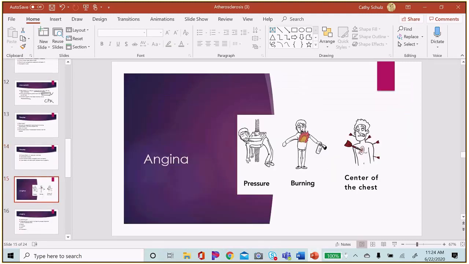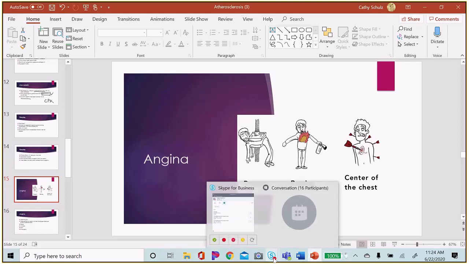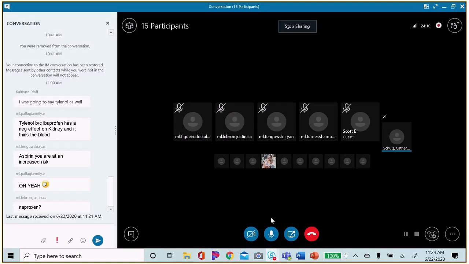So I'm just going to take a quick 5-minute break because I have to go to the bathroom really bad. So I'm going to snap off this, and then at 11:30 we'll come back and begin talking about angina.